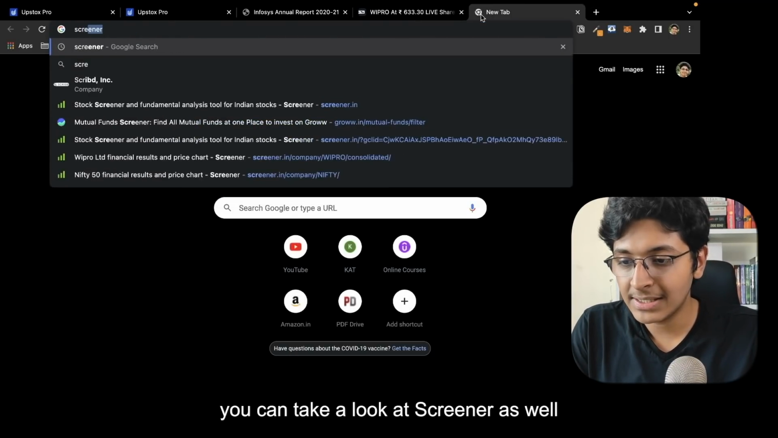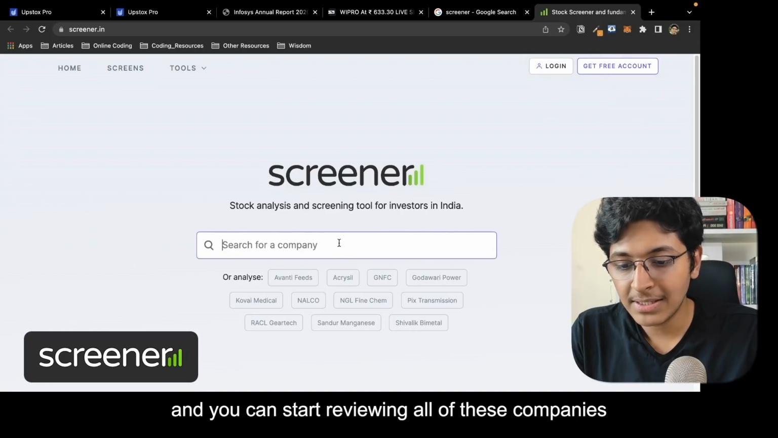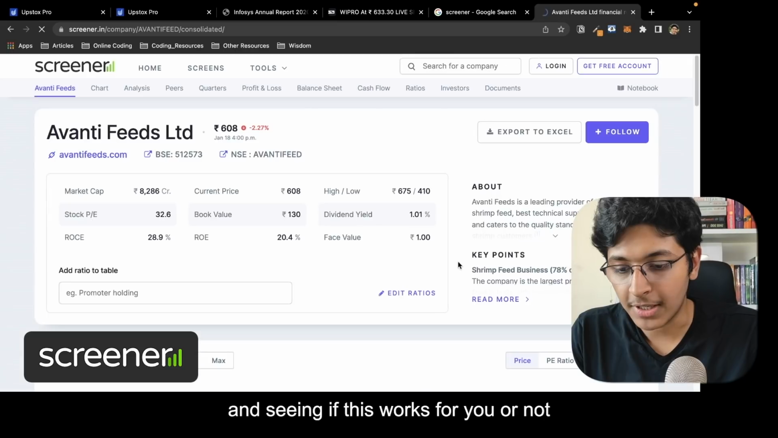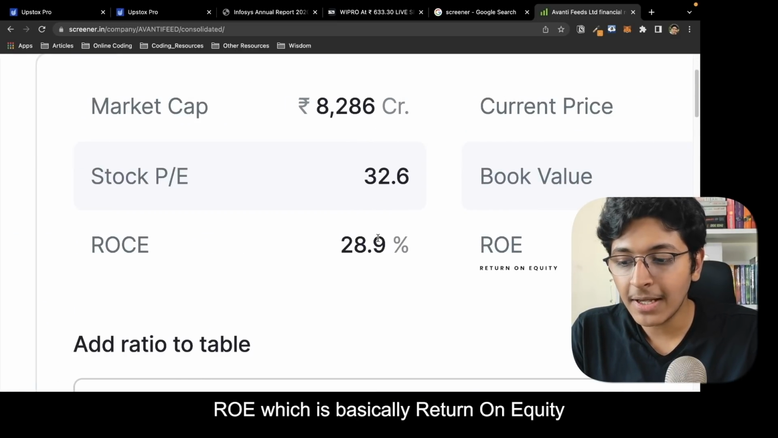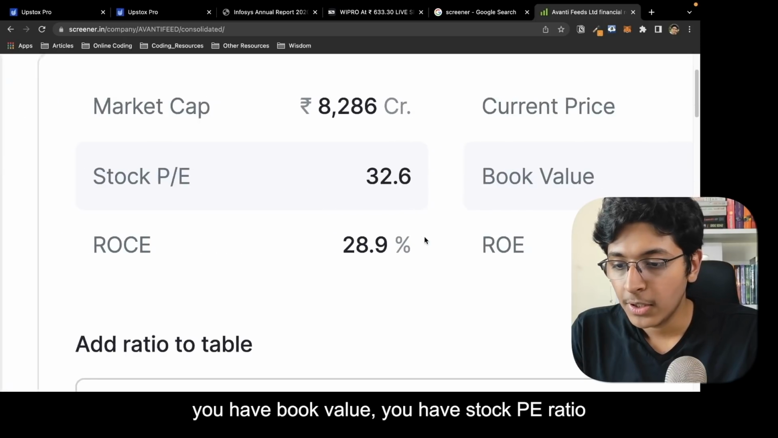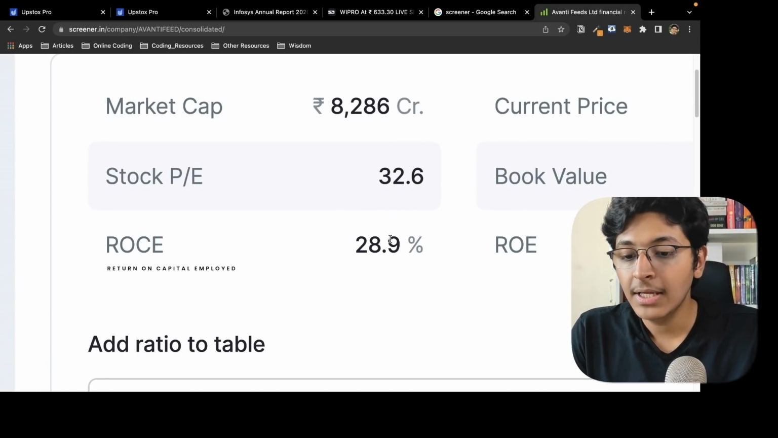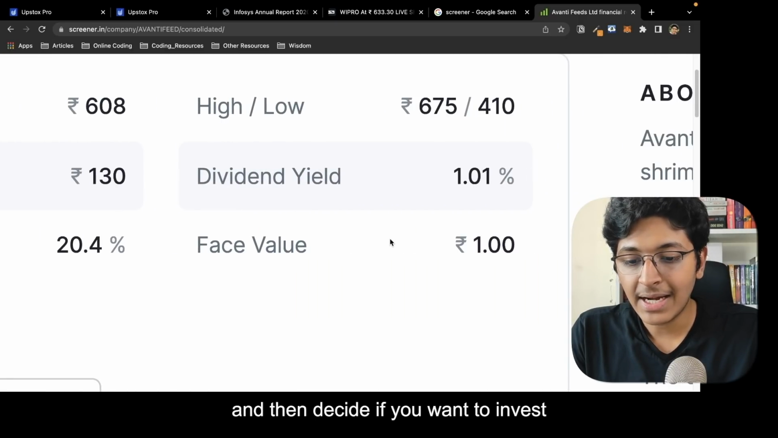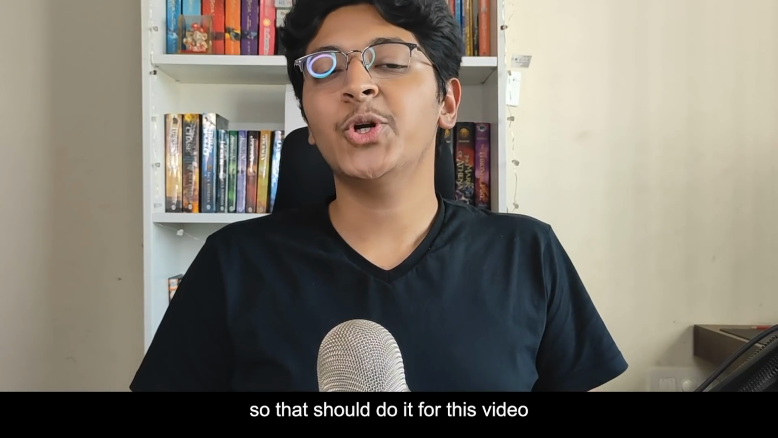You can take a look at Screener as well, and you can start reviewing all of these companies and seeing if this works for you or not, right? You can view all of these things: ROE, which is basically return on equity, book value, stock PE ratio, ROCE, which is return on capital employed. So learn about all of these things and then decide if you want to invest in a particular company or not.